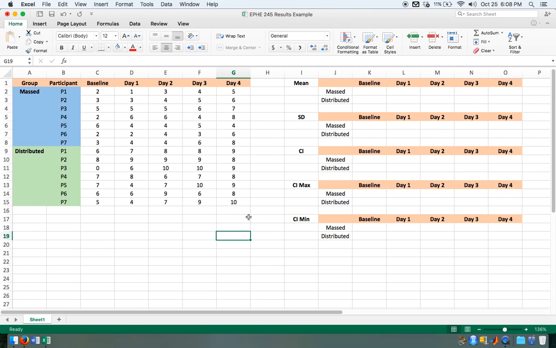So that's what I'm going to talk about today, a t-test on day 4 between the two groups, and then a comparison of day 4 to baseline for each group separately.